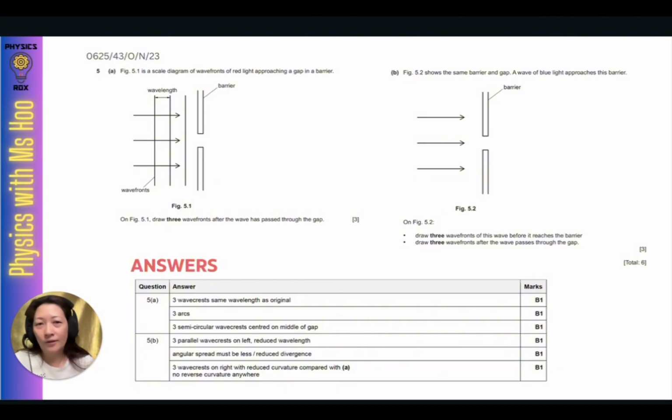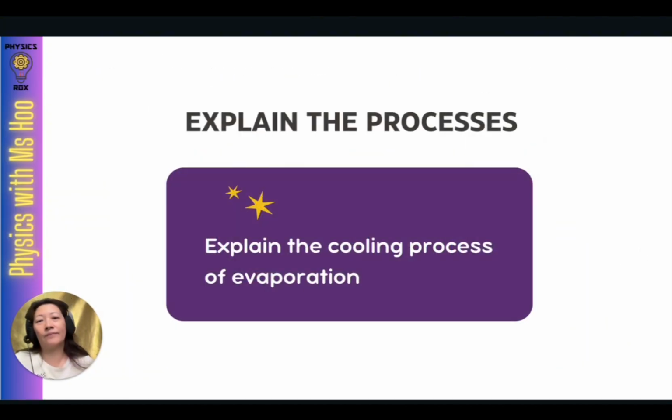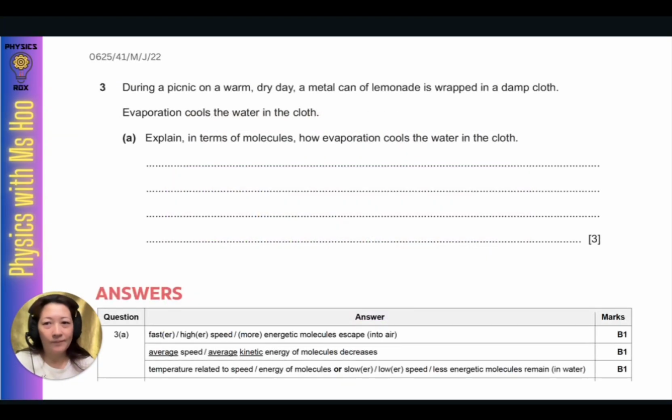Now let's move on to the next tip. You'd also need to be able to explain some of the processes that you've learned in physics. For example, one process you need to know how to explain is the cooling process of evaporation. So here's an extract from the summer 2022 paper variant 1. During a picnic on a warm, dry day, a metal can of lemonade is wrapped in a damp cloth. Evaporation cools the water in the cloth. A. Explain in terms of molecules how evaporation cools the water in the cloth.